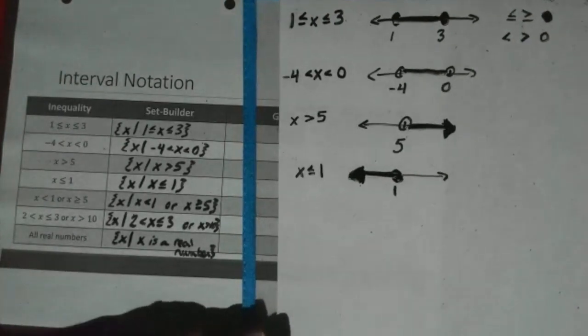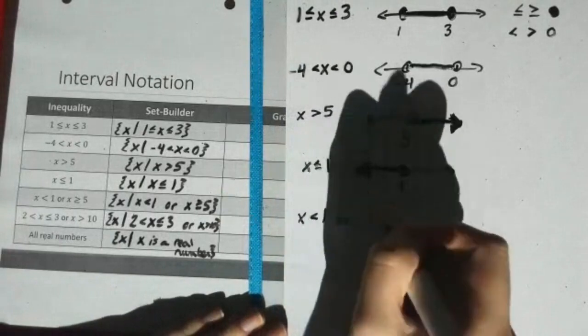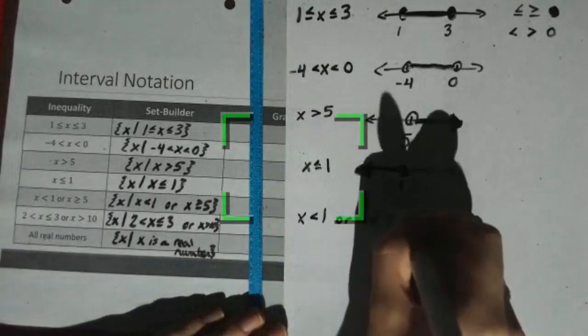Now we're going to get to the ones that are a little bit trickier. x is less than 1, or x is greater than or equal to 5.